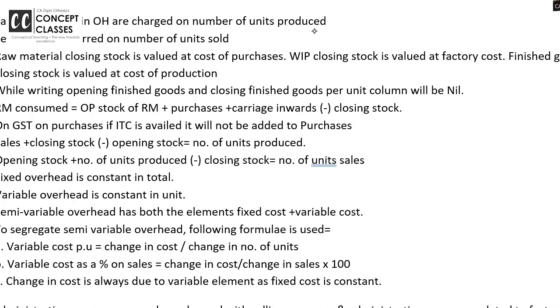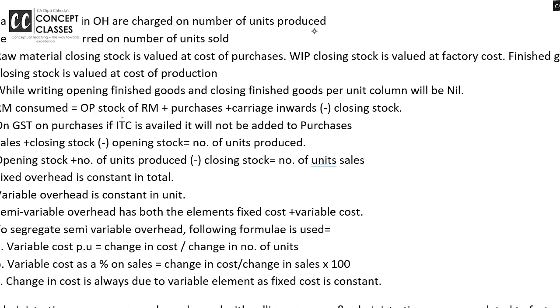Is this clear to all of you? Why is it nil, is it clear to you all? If any point is not clear, ask me to repeat. Is this fourth point clear or not? Per unit remains the same, right? Whatever is produced is at 126. So whatever is sold is also at 126.